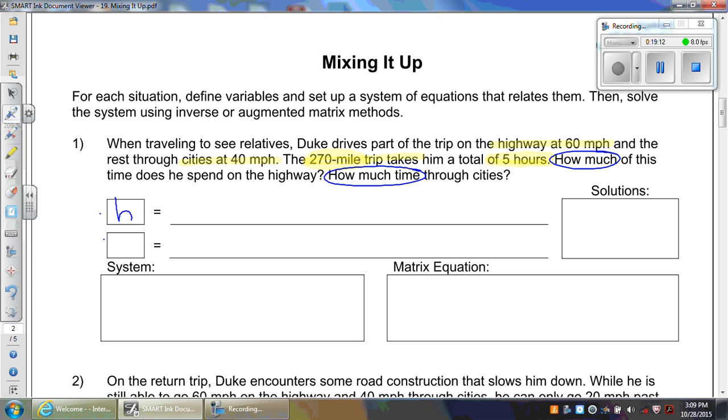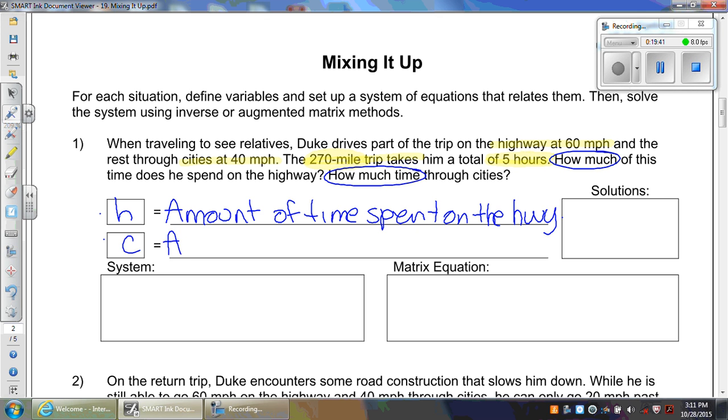But to define it, I want you guys to write a sentence. So the way we're going to write the sentence for H will be, and I want you to write the whole statement, the amount of time spent on the highway. For the city, we're going to use the letter C, and that will be the amount of time driving through the city.